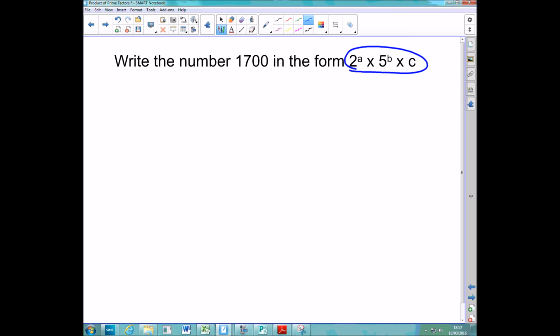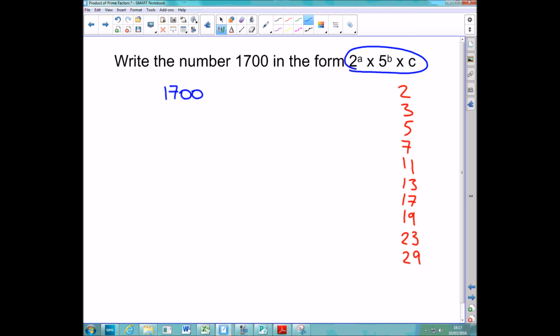So what we're going to do is write 1700 as a product of its prime factors, and hopefully we'll get a whole load of 2's, a whole load of 5's, and another number which I don't know, which they've called C here. So before I start, I'm going to need all of my prime numbers again, so I'm just going to list those out. Now that I've got my prime numbers, I'm going to start my factor tree.